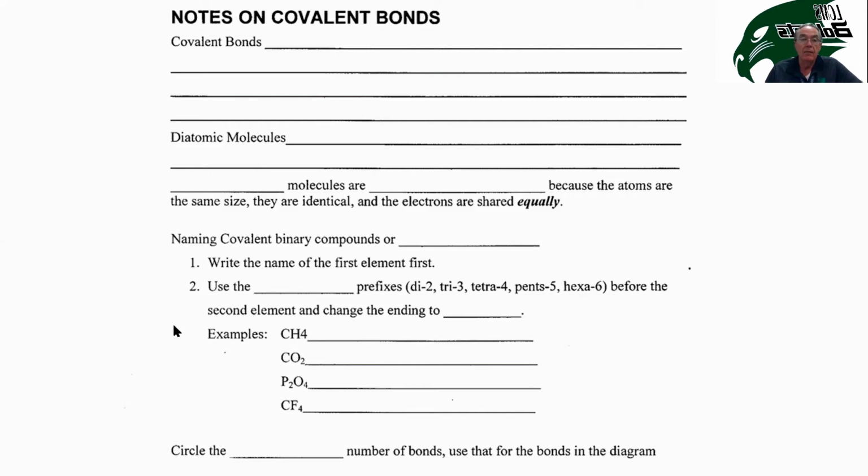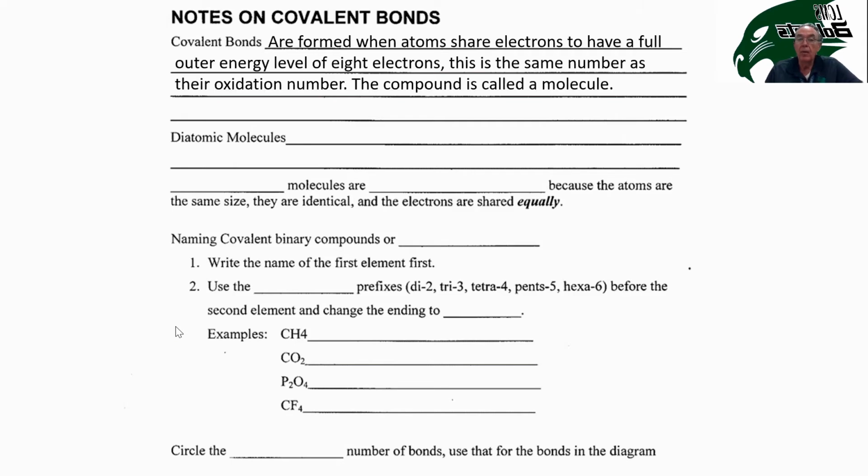these covalent compounds. So what is a covalent compound? They're formed when atoms share electrons so that they have a full outer energy level of 8 electrons. This is the same number as the oxidation number. The compound is called a molecule. In the last lesson, we talked about diatomic. Diatomic is 2. Di means 2, 2 atoms. So what is a 2-atom molecule? It's a covalently bonded compound with 2 of the same atoms. And the examples we said, O2, H2, and N2.